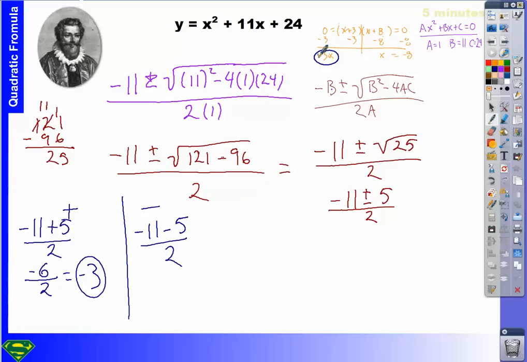In negative world, we have negative 11 minus 5. What's negative 11 minus 5? Negative 16, divided by 2. What's negative 16 divided by 2? Negative 8. Look at that. You can hear the general murmur of the unbelievers finally believing. All right, so that is the quadratic formula at work.